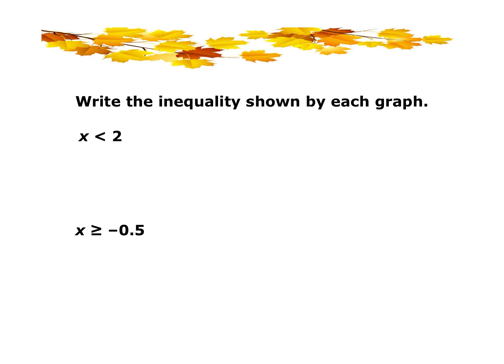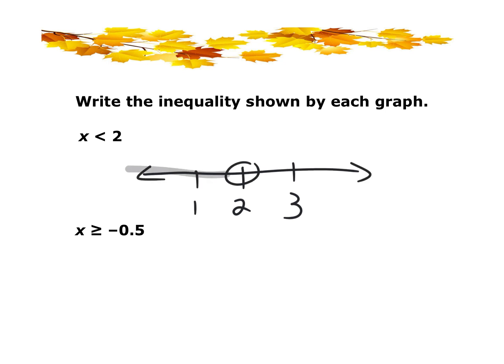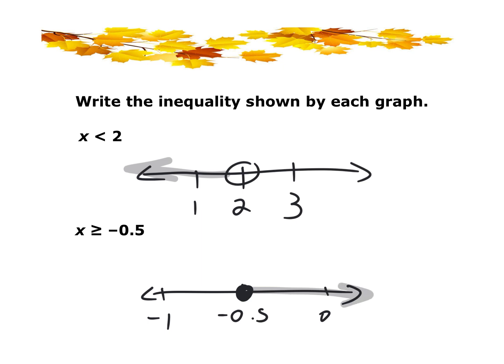To draw this first inequality, which is x is less than 2, just going to write 2, 3, 1, again, open circle to the left. Now for the other one, I'm going to write -0.5. I'm going to write 0, and I'm going to write -1. It's going to be a closed circle, and I'm going to aim it to the right.